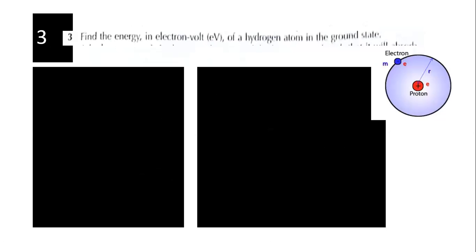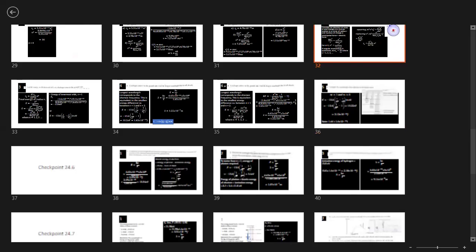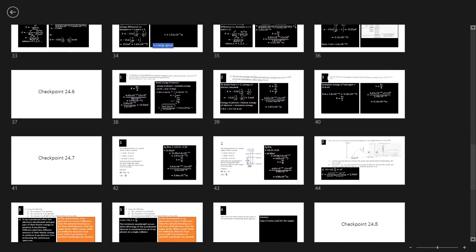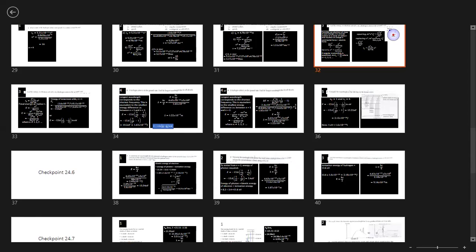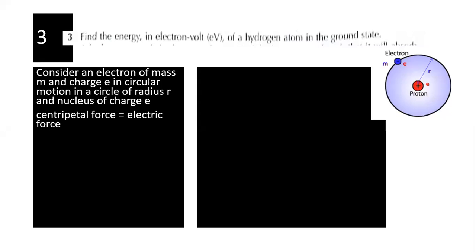Number 3. Find the energy in electron volt of hydrogen atom in the ground state. Yep. Negative 13.6.